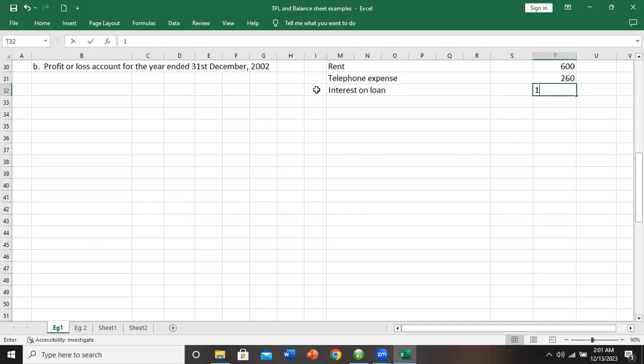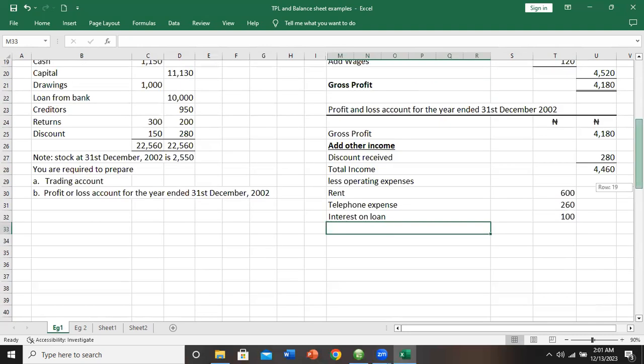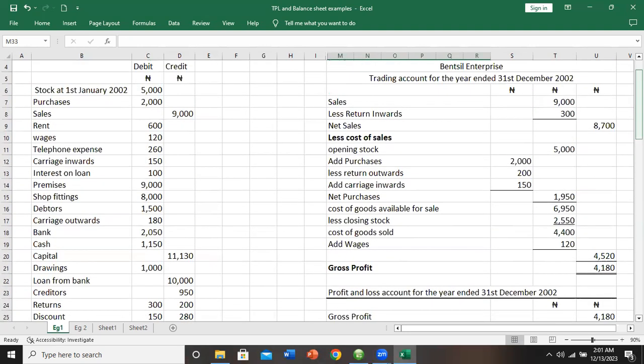Now I'm taking my time with this topic because it cuts across majority of the topics that you are going to treat. So please pay attention to them and take it very seriously. Okay, after the interest on loan, I think I can continue with the rest. The next one, premises. Premises is not an expense, it's an asset. So it will not come to the profit and loss account. Shop fittings is also an asset, will not come here. Debtors are assets, they will not come here.